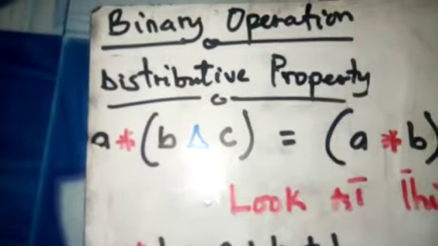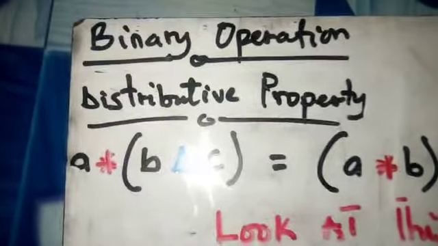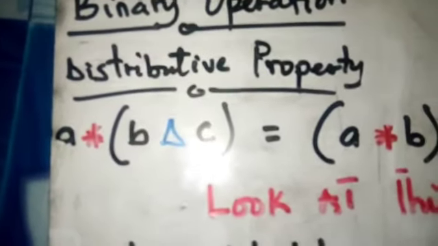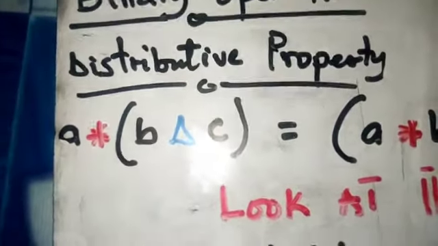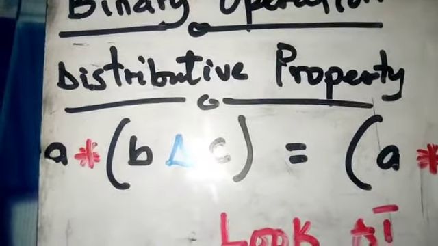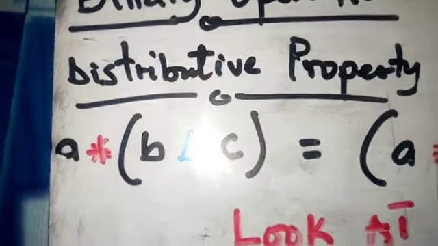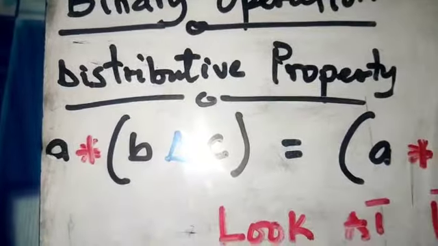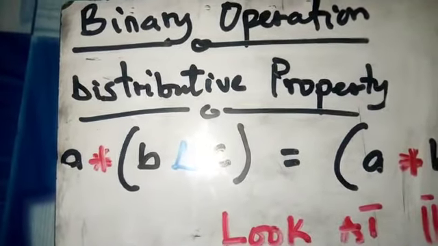Let's have a look at one of the properties under binary operations. This property is called the distributive property. We already have a video on commutative as well as associative, so you may consider watching that video. I'll leave the link somewhere down in the description. So what is a distributive property?